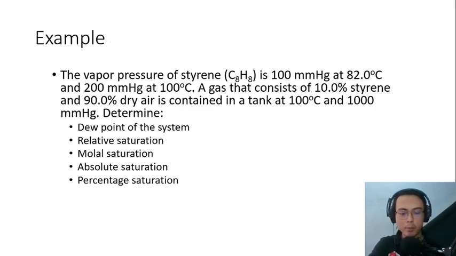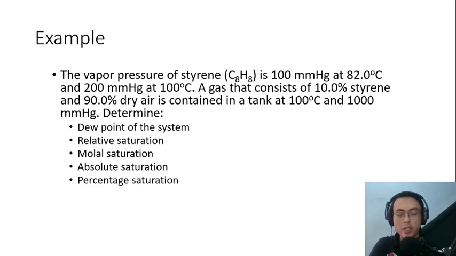Let's solve this example. We will be solving for the dew point, relative saturation, molal saturation, absolute saturation, and percentage saturation. You may notice that we are using the term saturation here because if you take a look at the problem, your condensable component is no longer water, it's styrene. The vapor pressure of styrene is 100 millimeters of mercury at 82 degrees Celsius and 200 millimeters of mercury at 100 degrees Celsius. A gas that consists of 10% styrene and 90% dry air is contained in a tank at 100 degrees Celsius and 1000 millimeters of mercury.